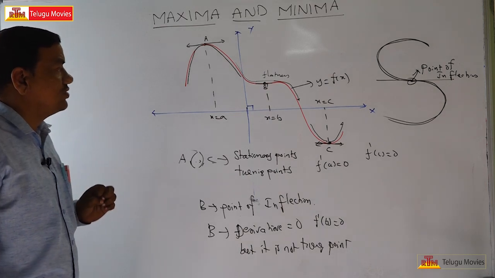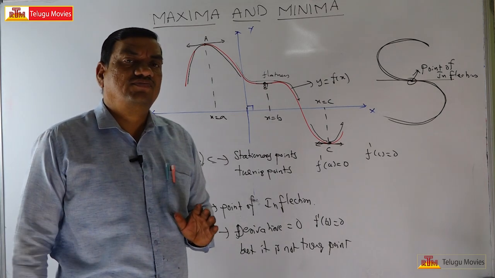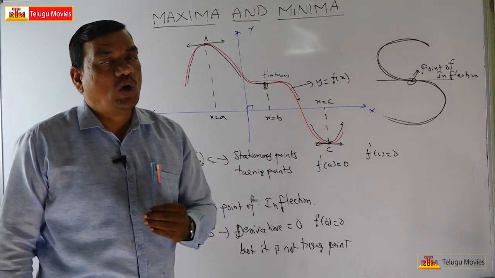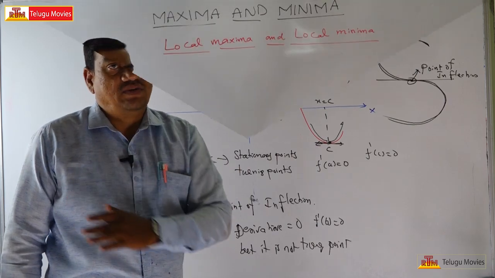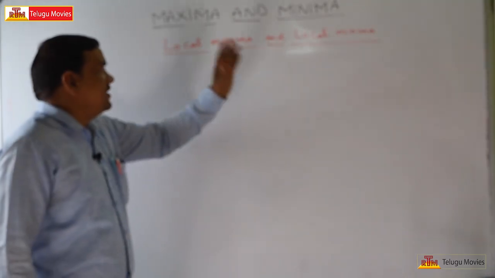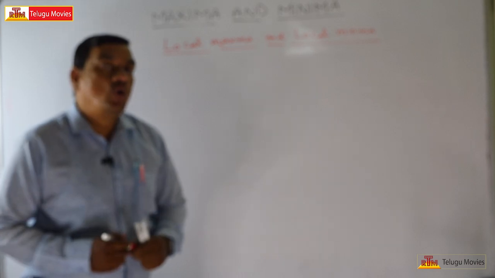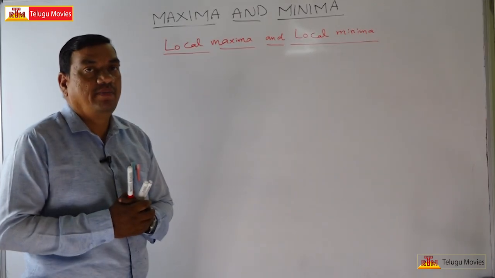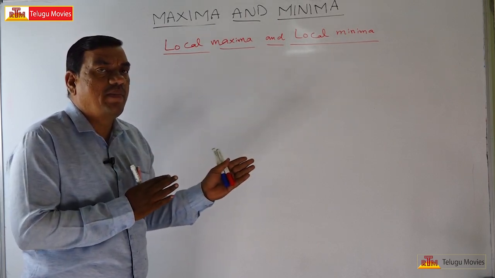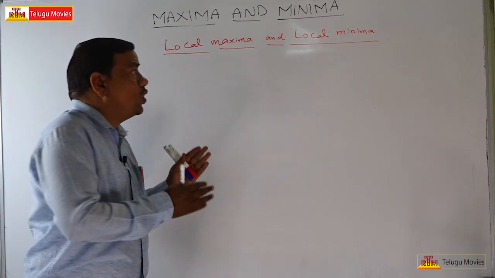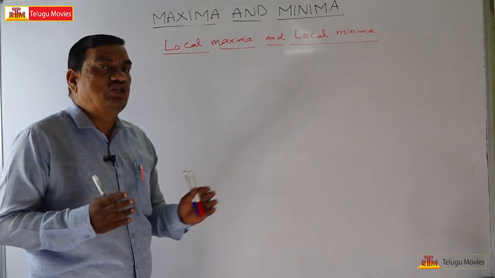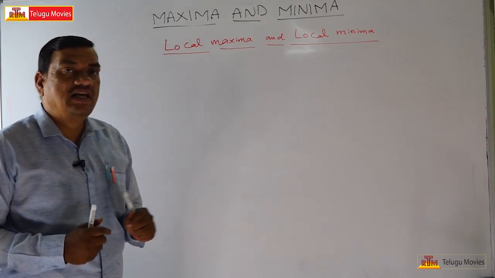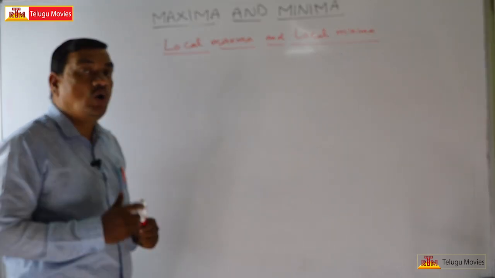Now we are going to see, given a function, what is meant by local maxima and what is meant by local minima. So let us see that concept. Welcome to this concept, that is, what is local maxima and local minima. Afterwards I will explain what is global maxima, global minima. So what is the difference between local maxima and global maxima, local minima and global minima? Generally students get confused there. So first let us learn what is local maxima and local minima.